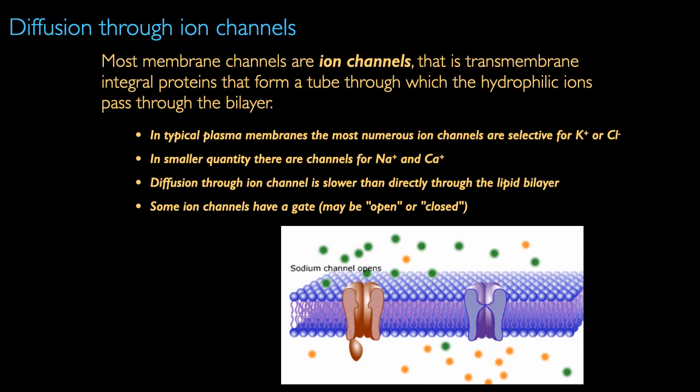Membranes have channels for hydrophilic ions like potassium, chloride, sodium, or calcium. Ions moving directly through the lipid bilayer do it faster than those using ion channels, because the available surface of the membrane is enormous compared to that offered by channels.